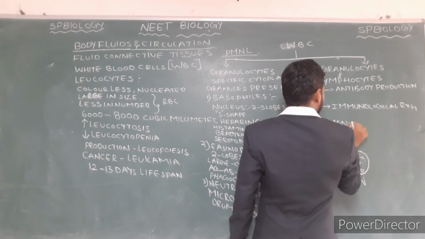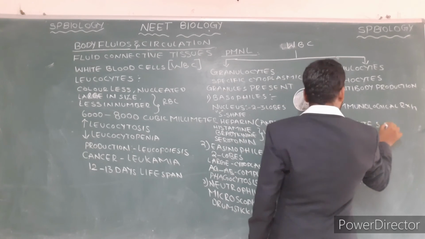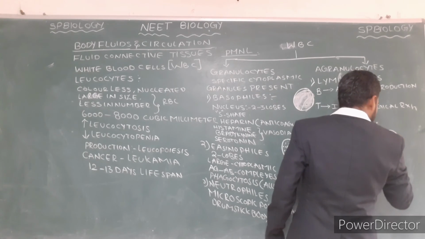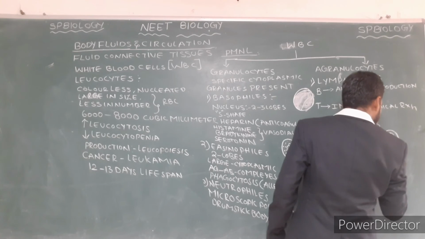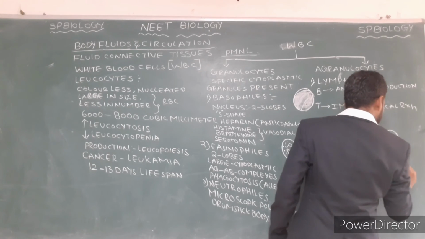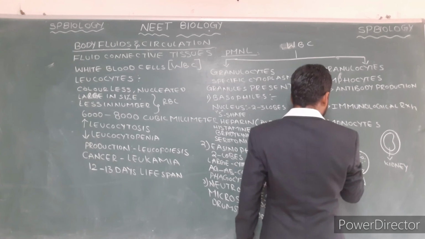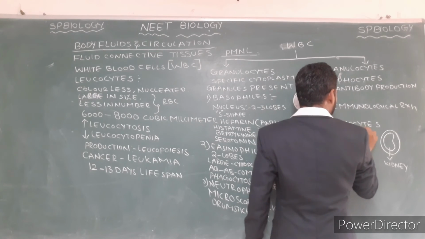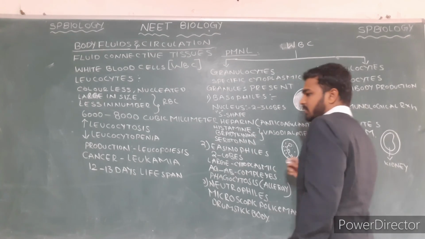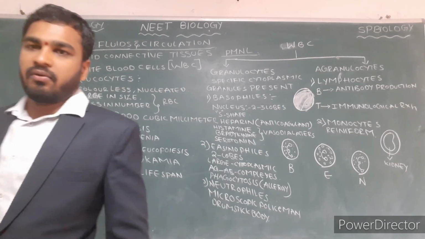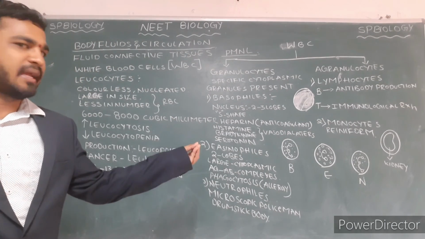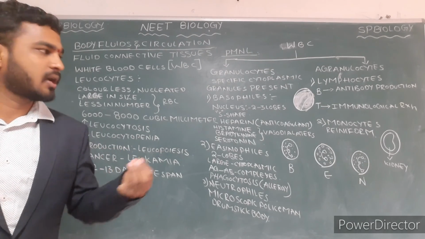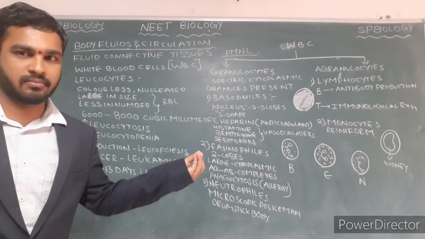Monocytes. In monocytes we can see a kidney-shaped, or reniform, nucleus. They are formed from megakaryotic cells by the process of fragmentation. They mainly move from one tissue to another and act as macrophages.